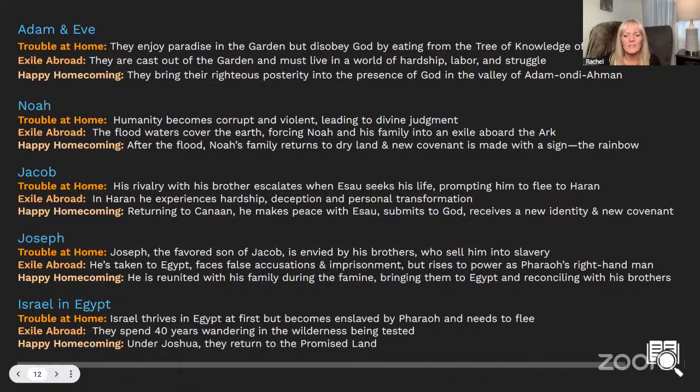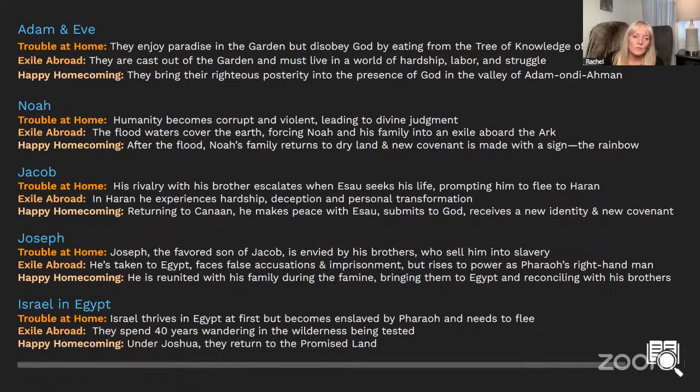And a lot of these have fulfillment in the happy homecoming with a new covenant. So Noah is one also, where humanity is totally corrupt to the point where the Lord's ready to wipe everyone out and there's judgment coming, and so they're exiled into the ark in essence. And then their return is to the dry land and they make a new covenant with the Lord, and there's the sign of the rainbow, or the bow in the sky.